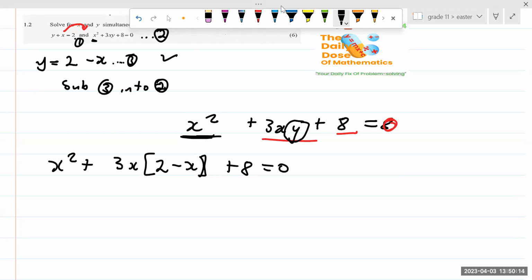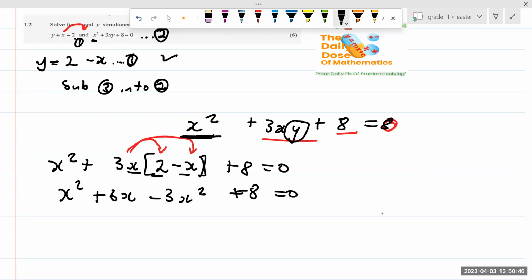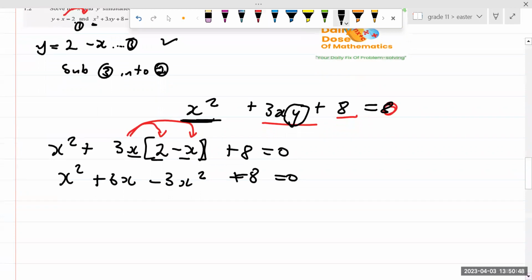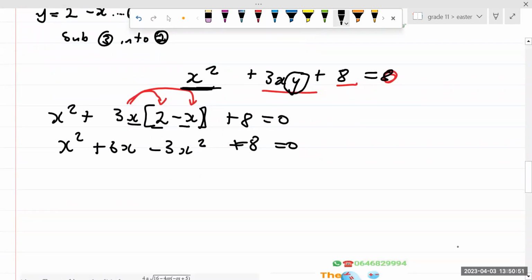Okay. Let's work with this one then. What am I supposed to do here? Multiply 3x with 2, and this one multiplied by this one. Then you get x squared, and 3x times 2 gives you 6x. This one multiplied by this one gives negative 3x squared. So minus 3x squared plus 8 is equal to 0. Okay, what is the next thing that we're going to do?